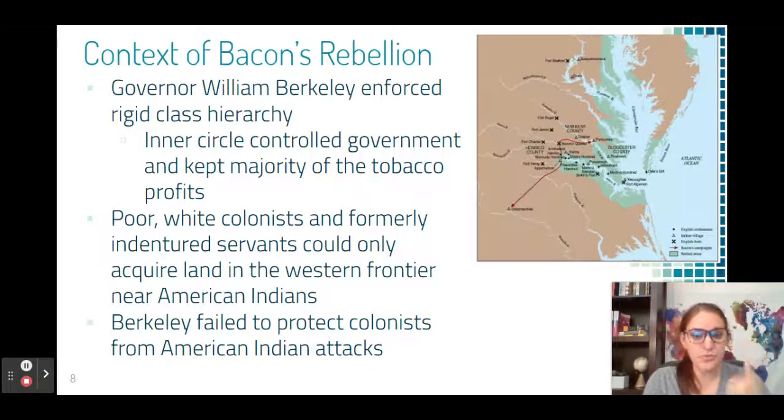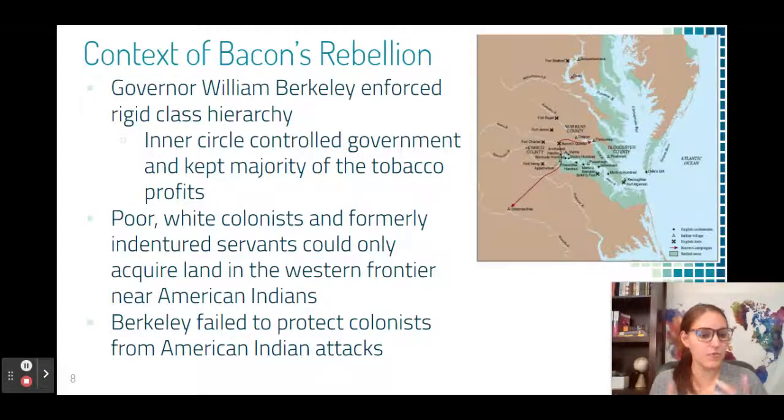So there's a large group of poor white colonists, a large group of indentured servants, a large group of enslaved Africans, and when indentured servants in particular complete the term of their service, they are going to have to get land further west from the ports, and it's going to be much closer to the land controlled by American Indians.